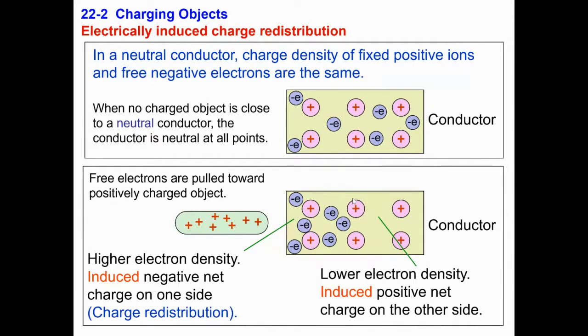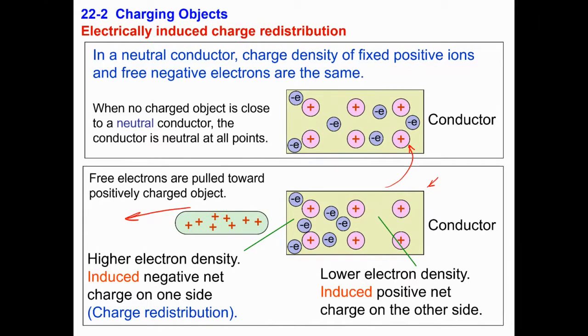So the higher electron density induced negative net charge on the left side, leaving the right side positively charged. So this is a charge not by touching, it's by induction. There was no touching, and we have only a charge redistribution. As soon as we remove the glass rod away, the electrons will go back, and we end up back to a neutral situation.